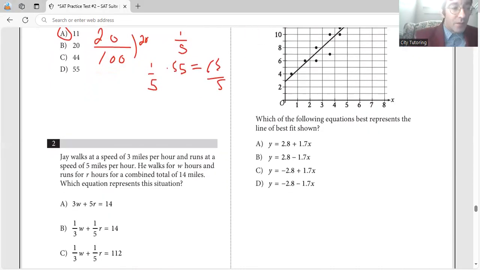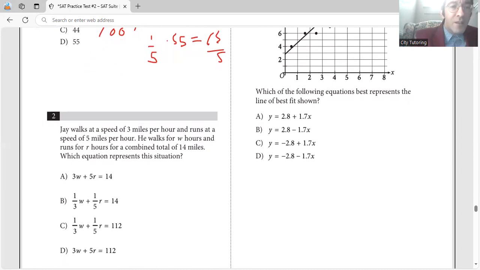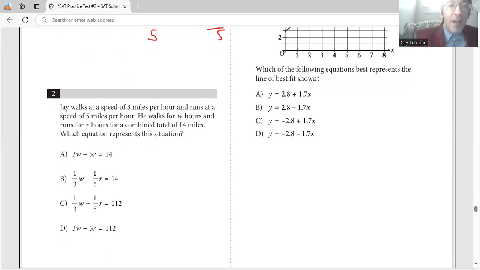Number 2. It says Jay walks at a speed of 3 miles per hour and runs at a speed of 5 miles per hour. He walks for W hours, runs for, which equation represents this situation? Oh my, oh dear. Just translate it, seriously. You have two situations here. 3 miles per hour, right? The walk. That's 3 times W. So it can't be B or C. And then it says he walks for W hours and runs for a combined total. The combined total is 14. So it can't be D. Answer choice A. Done.